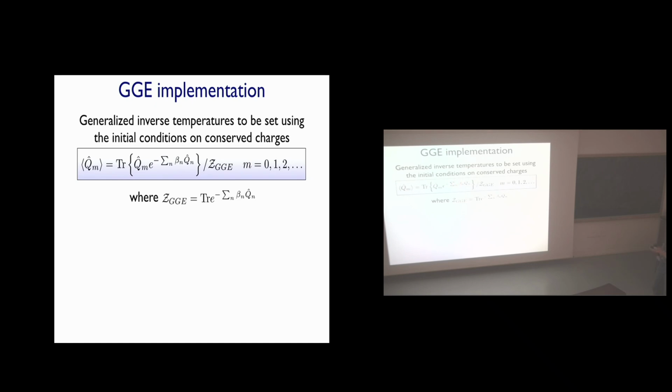I'll keep oscillating between the two. You need to compute the set of betas, which is such that when you compute the trace, you obtain the numbers that you had tabulated. Okay? So, why is this difficult?